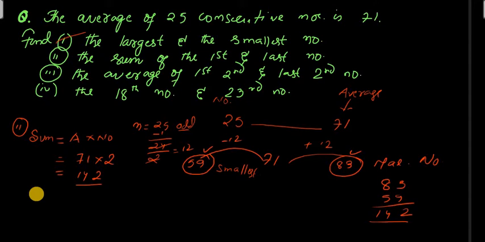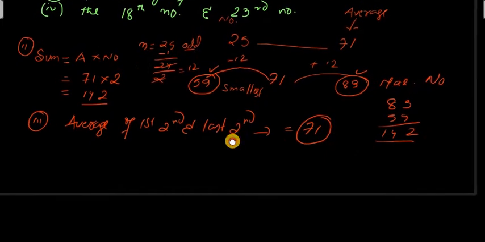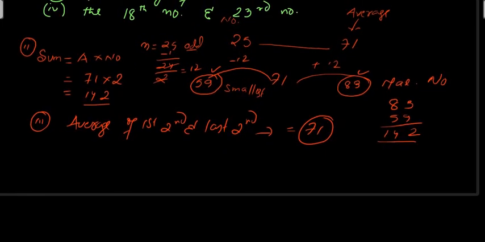The average of the first, second and last second numbers, so the average of all of them is equal to 71. Then the 18th number and the 23rd number.